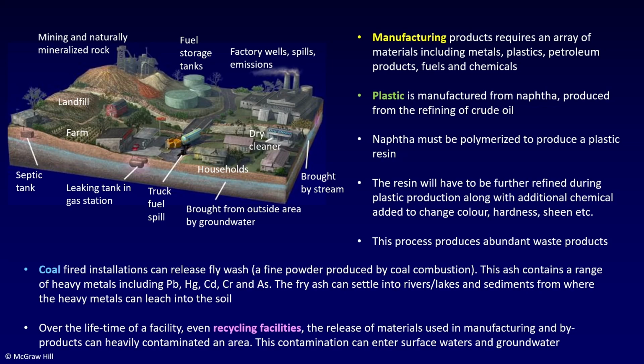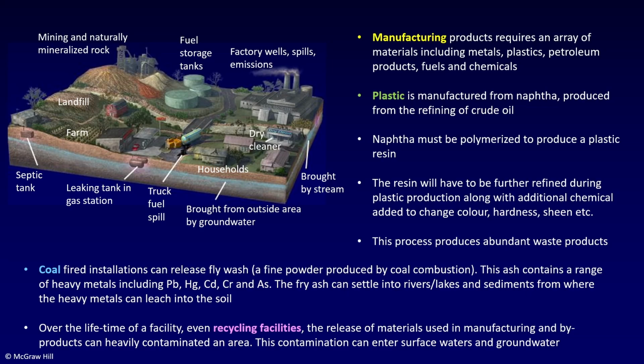So, when it comes to the burning of coal, it will produce a material which is referred to as fly ash. Fly ash is a fine powder produced by the combustion of coal. And the fly ash contains a range of heavy metals, including lead, mercury, cadmium, chromium, and arsenic. These are all metals which will cause harm to people if consumed.